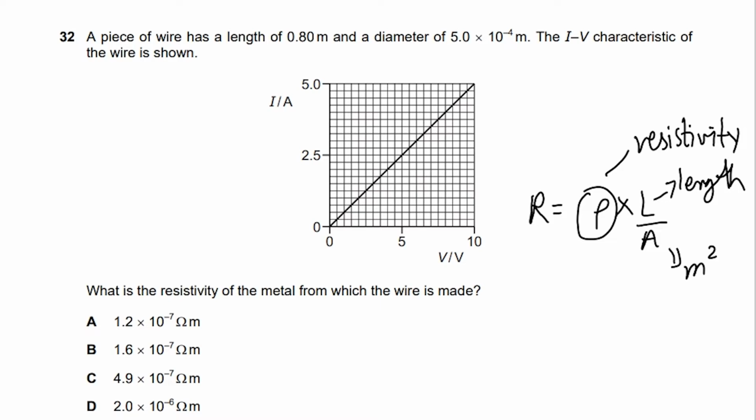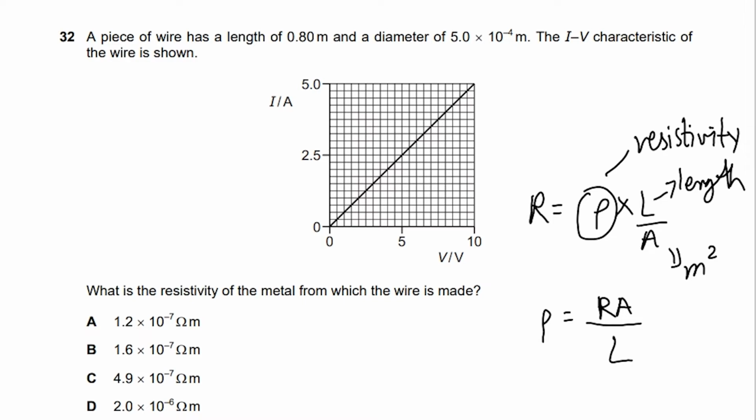Okay, now we have to calculate this rho. So let's make rho the subject, resistivity the subject. So we have resistivity is equal to resistance multiplied by area divided by length. Now we are given the length, the diameter, which we will use to find the area, and we have to find the resistance.